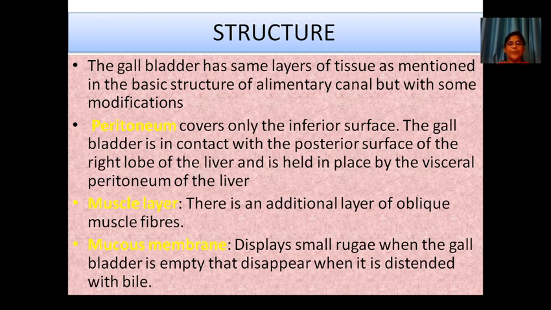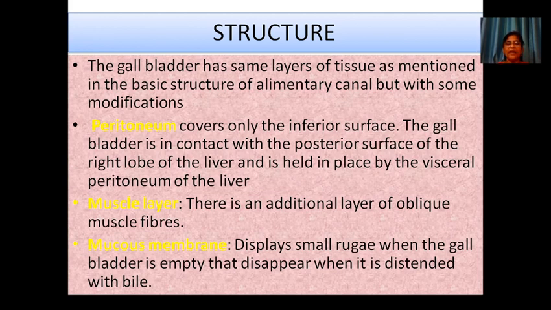And mucous membrane. This mucous membrane displays small rugae. Okay, where are these rugae? You can see these rugae in the stomach, is it not? So those rugae are present in the gallbladder also, but those are small. Okay, small rugae you can see.